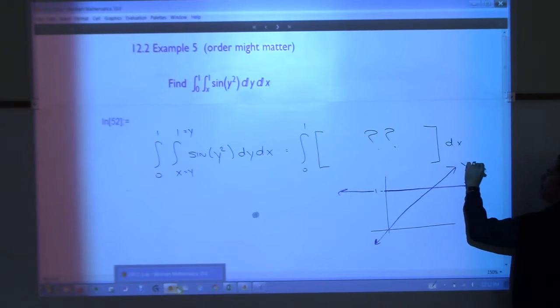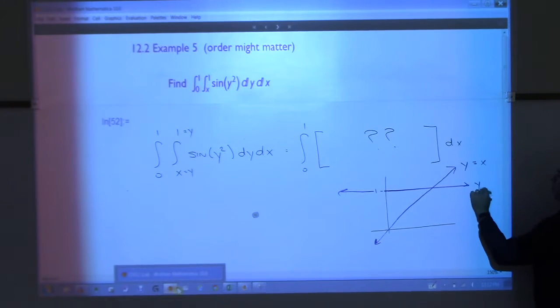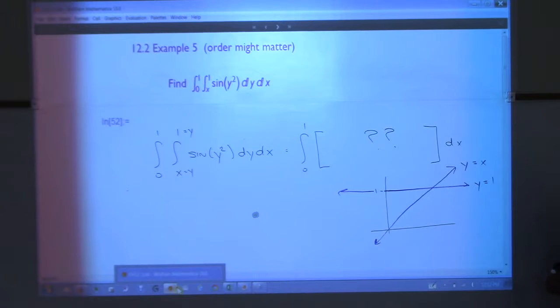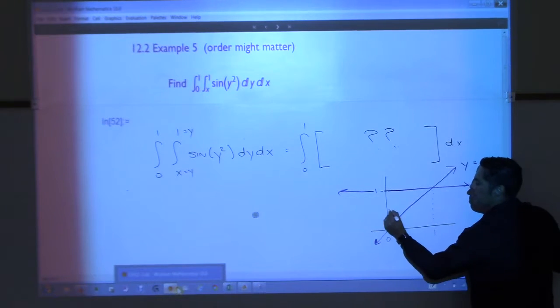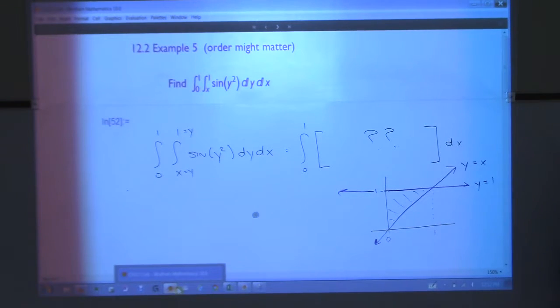Agreed? This was y equals 1. And x was between 0 and 1, which would be here and here. So they were talking about that region, weren't they? Yes? Which is a type 1 region, isn't it? It is? But is it a type 2 region? Yes, it's also a type 2 region.